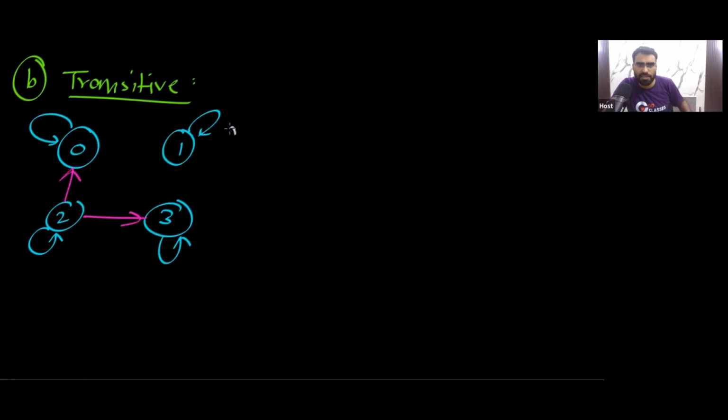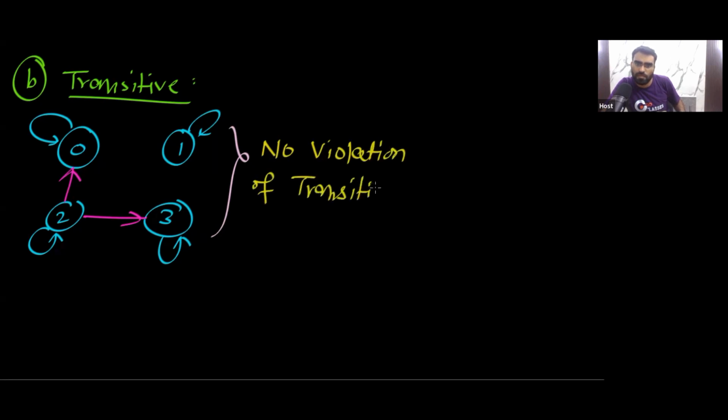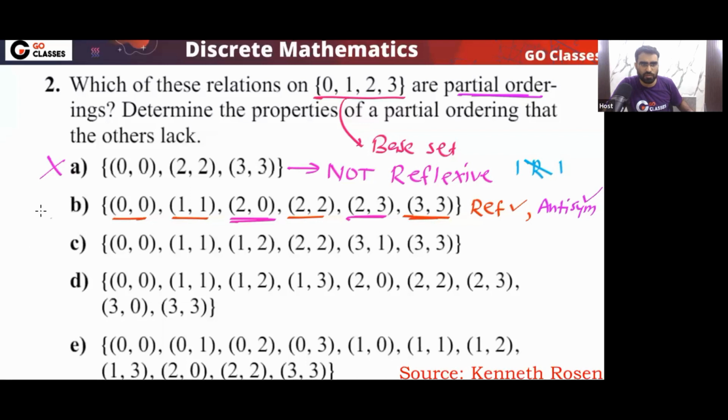Is there any violation of the transitive property? There is no violation of the transitive property. So definitely I can say this is transitive. Very simple. This is your partial order relation. Okay, what about the next?